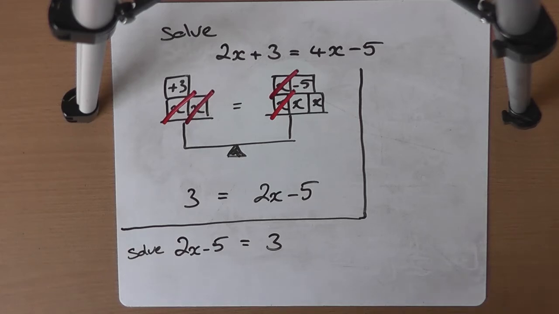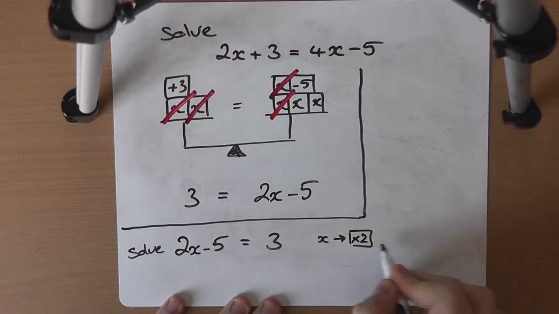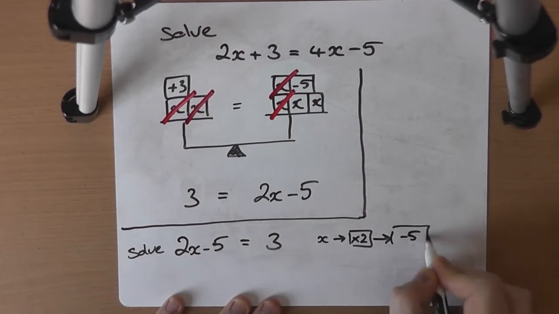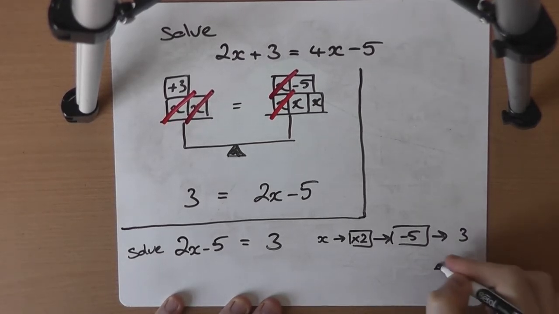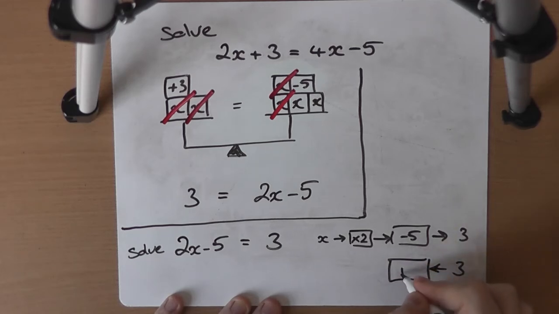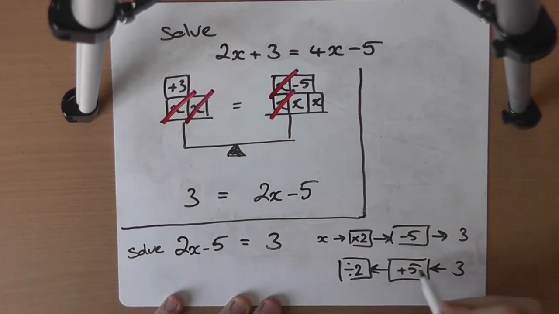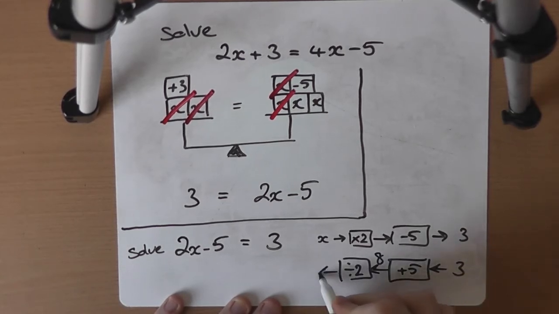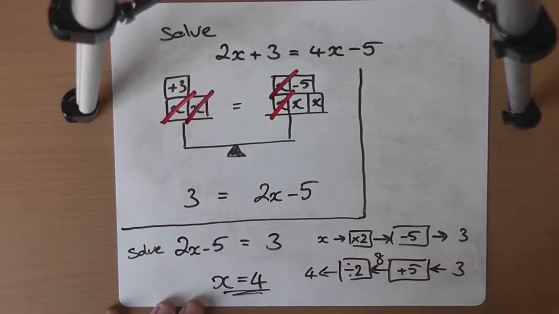So we're going to set up a function machine, and our function machine is going to look like this. The x goes in, first thing we do, we times it by 2, and then we take off the 5, and that spits out 3 from the other side. We're going to reverse that function machine. 3 goes back in, we add 5, and then we divide by 2. Reversing that machine, 3 plus 5 is 8, divided by 2 is 4, and we are suggesting then that x equals 4 is our answer, because we just turned it into something that we could solve with a function machine.